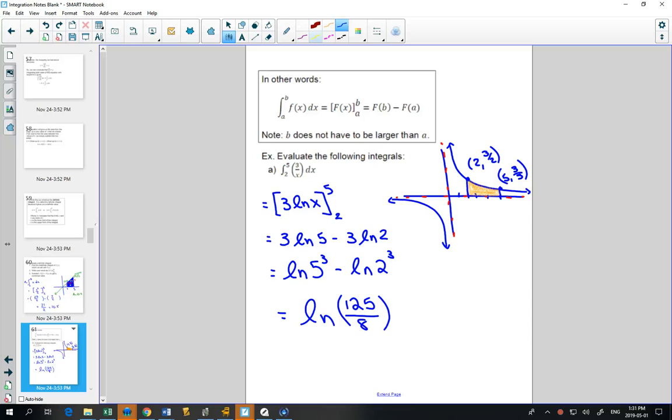Now you could estimate what you think that looks like, 15 or something. So it's going to be an answer between 2 and 3. But a very weird looking answer, and yet we just calculated that orange area perfectly. Which is kind of cool, because it wasn't an easy area that we could figure out otherwise.